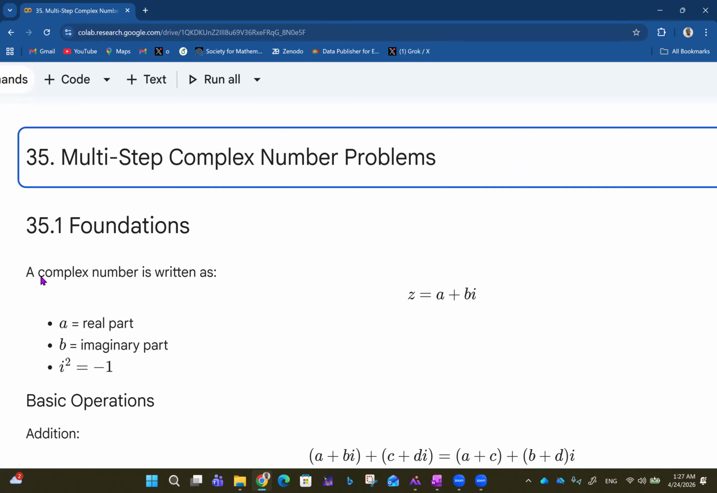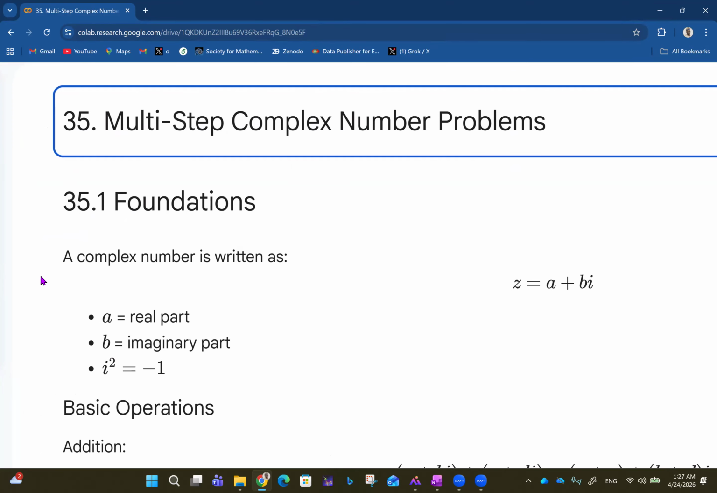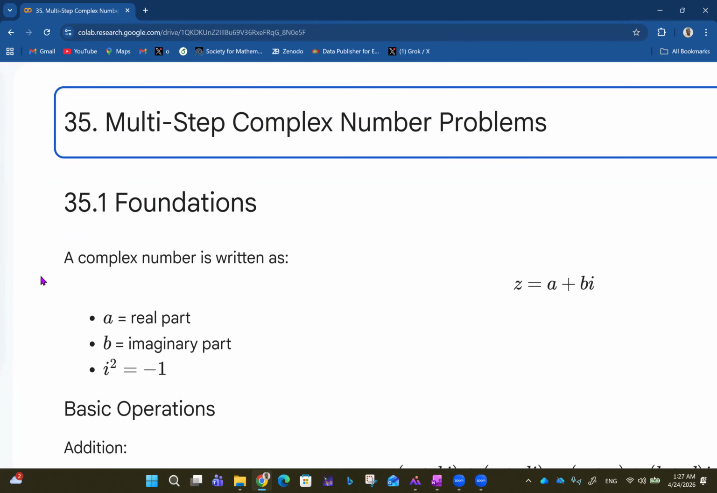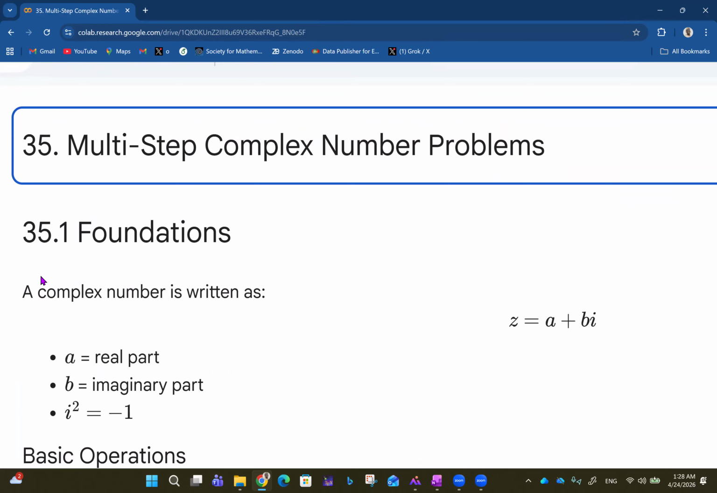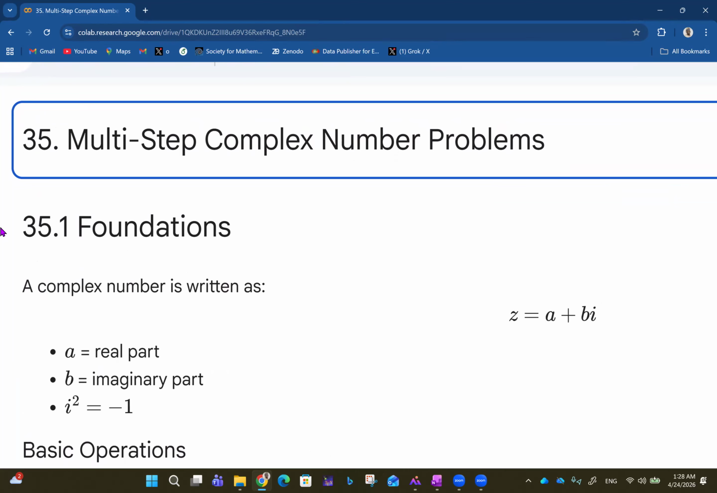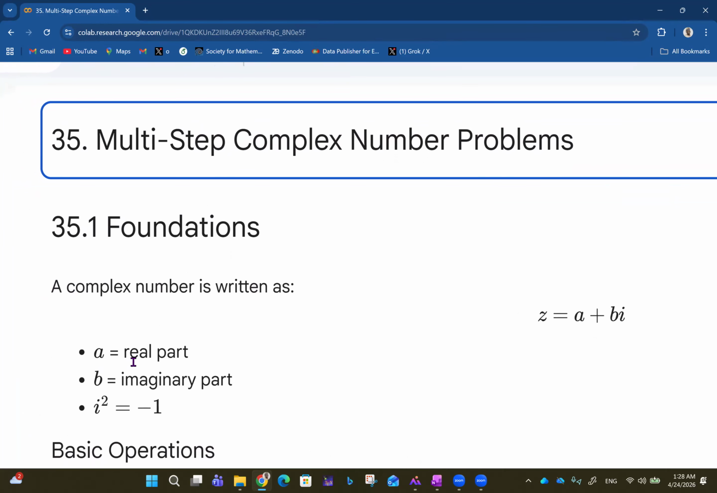I might have to make maybe an extra video if I find something I feel is important that I should talk about. Okay, so multi-step complex number problems. Of course, you need to know the foundations, right? A complex number is written as z equals a plus bi, where a is the real part and b is the imaginary part. i squared is minus 1.